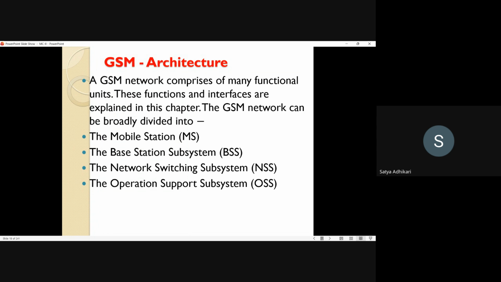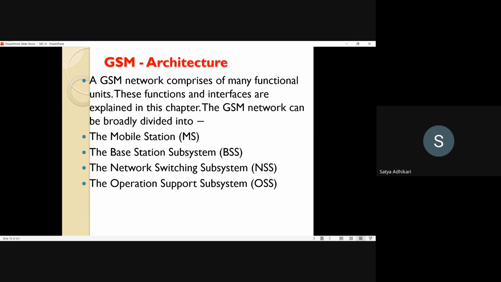GSM architecture. So this is important. I saw many times that questions come about what is the architecture of GSM, what are the features of GSM, what is the GSM network. A GSM network comprises many functional units. The architecture of GSM network consists of many functional units. These functions and interfaces are explained in the modules in this chapter.